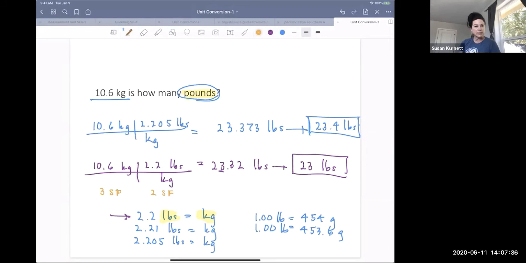Why did I suspect it wasn't exact? Because it goes from English to metric. The only one that's exact between systems is the centimeters to inches one.